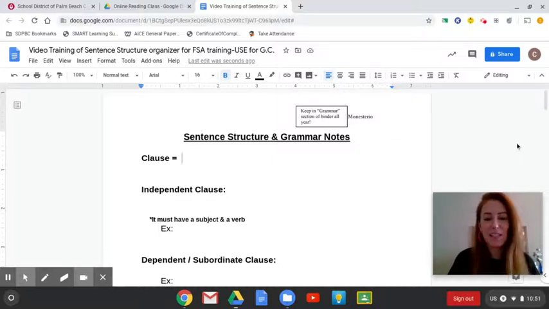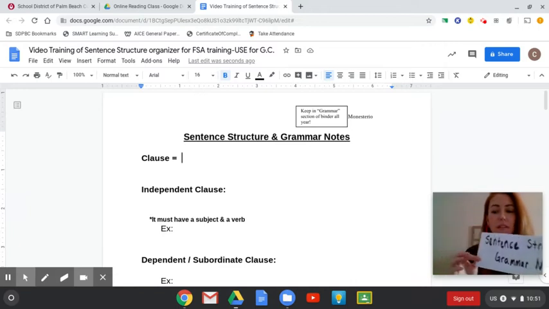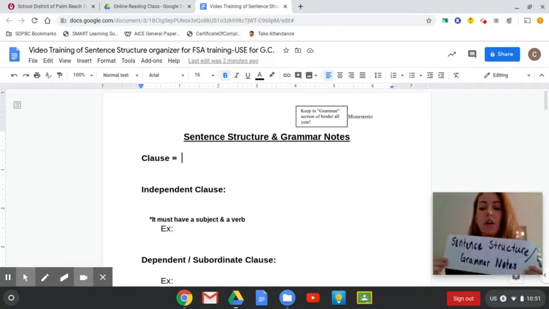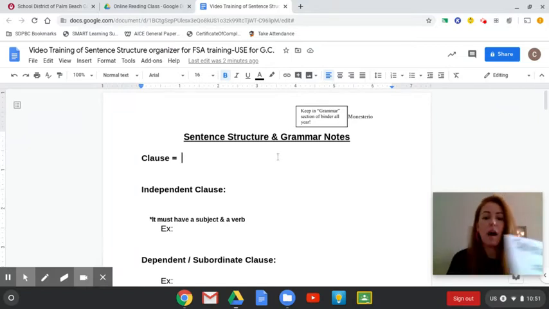Okay, today class, we're going to be filling out our sentence structure and grammar notes. This is my graphics since I'm saving on graphics and time and money. Okay, sentence structure, grammar notes. You need to fill out your sentence structure and grammar notes with me. Okay, so you should be able to see my screen too.